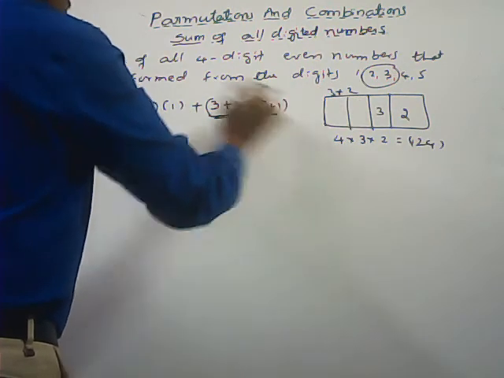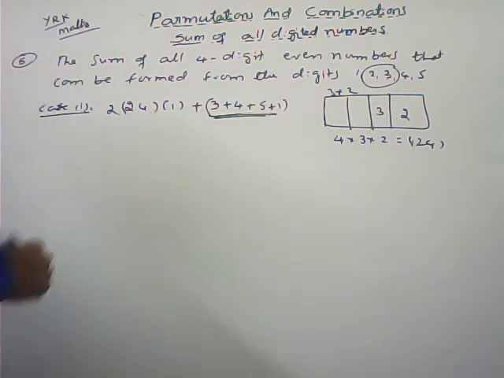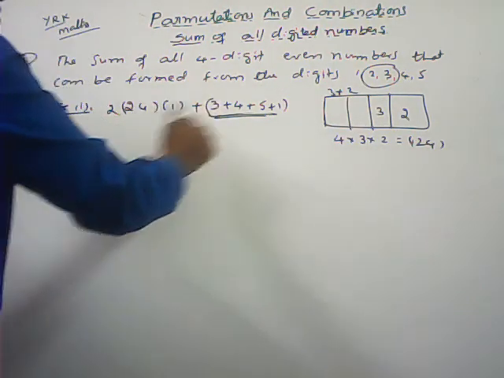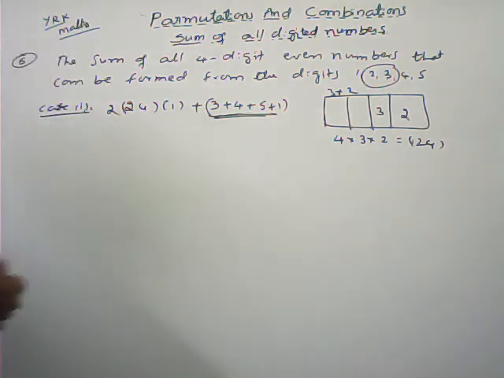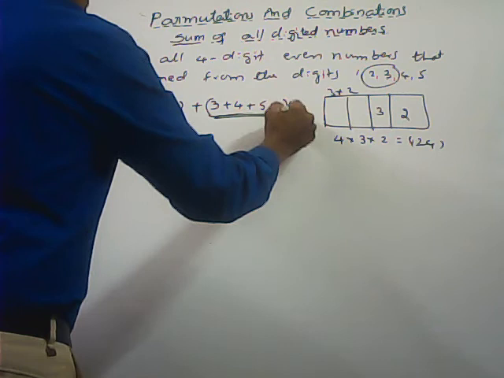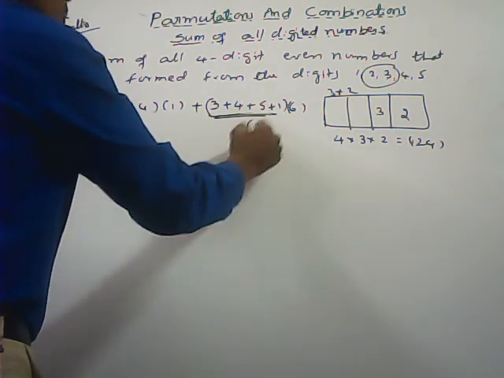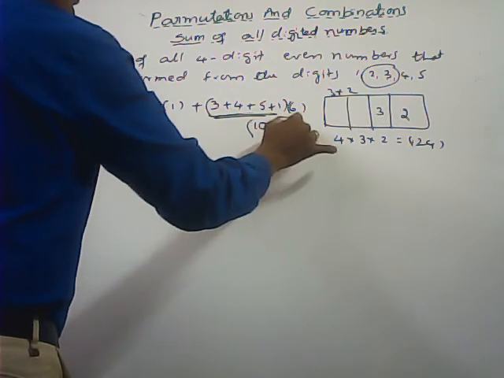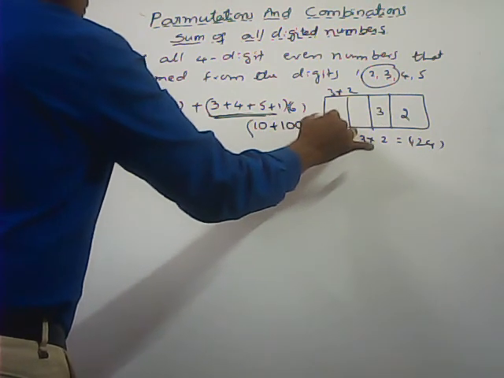Here 3 digits are left. 3 into 2, 6 times. And if I keep 4 also, 4 repeats in the tens place 6 times. And 5 and 1 also repeat 6 times. Now, each one repeats 6 times, whatever the position of that one, in the tens place or hundreds place or thousands place.